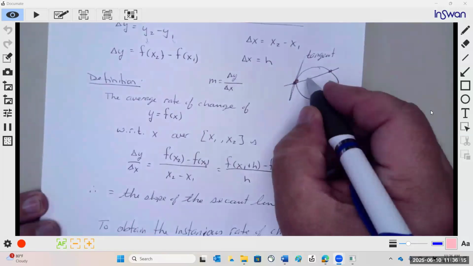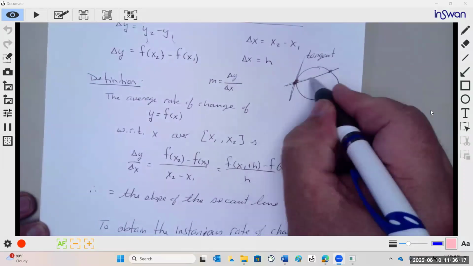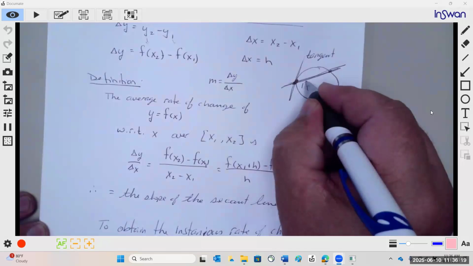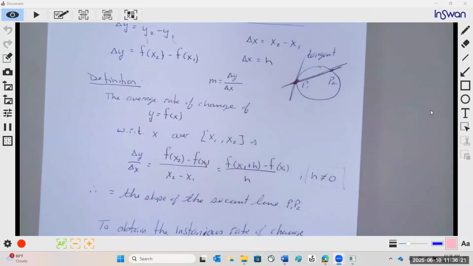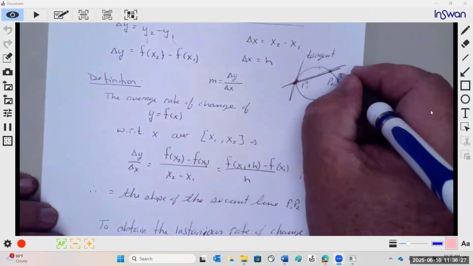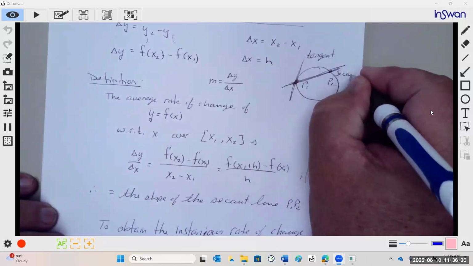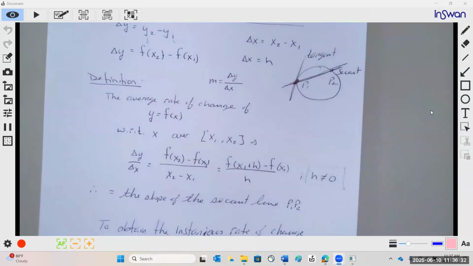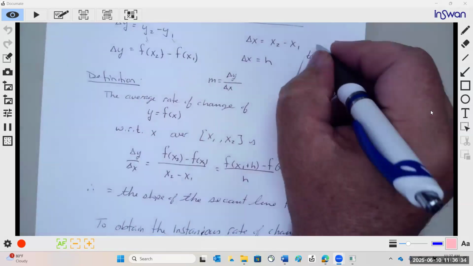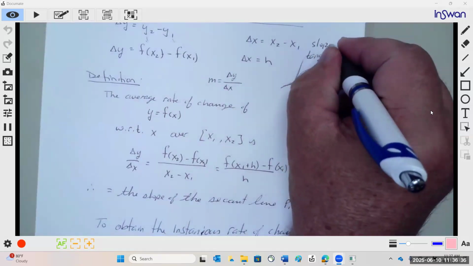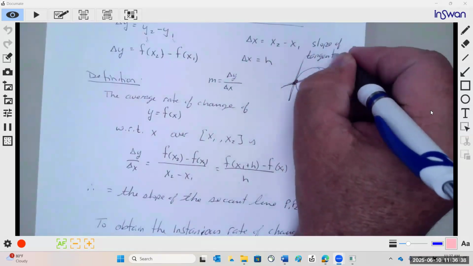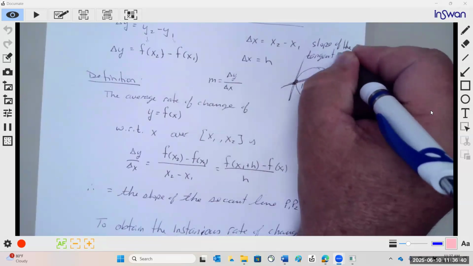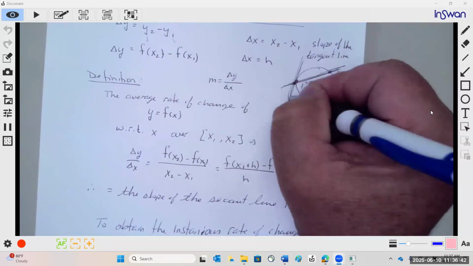Right here, because it has to do with this. If we had 2 points, point 1 and point 2, we can find the average rate of change. The average rate of change is the slope, and that's of the secant line. But what we're looking for with 1 point is we want to know the slope of the tangent line. That's what we're looking for.